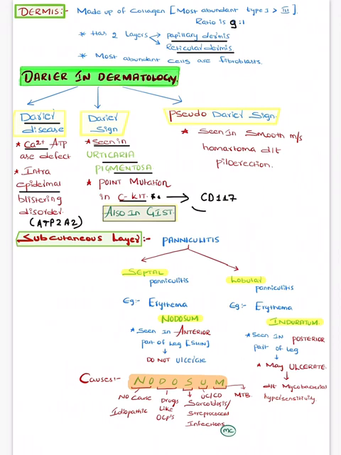So where is it seen? GAMES is the mnemonic. You play any game with the help of a kit. G is for GIST, A is for AML, M is for melanoma.